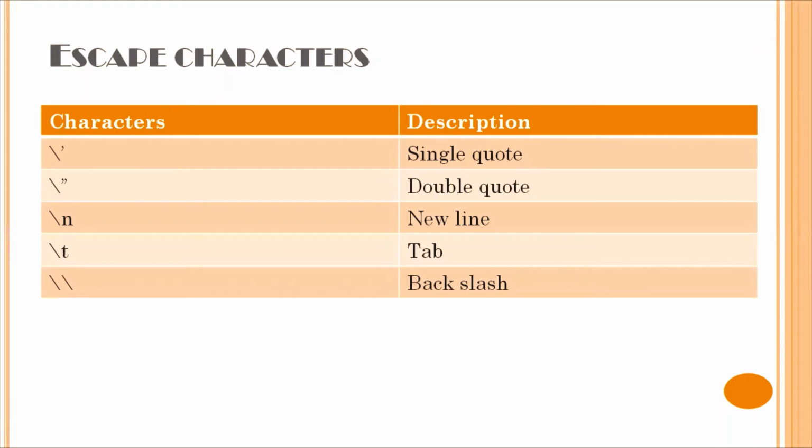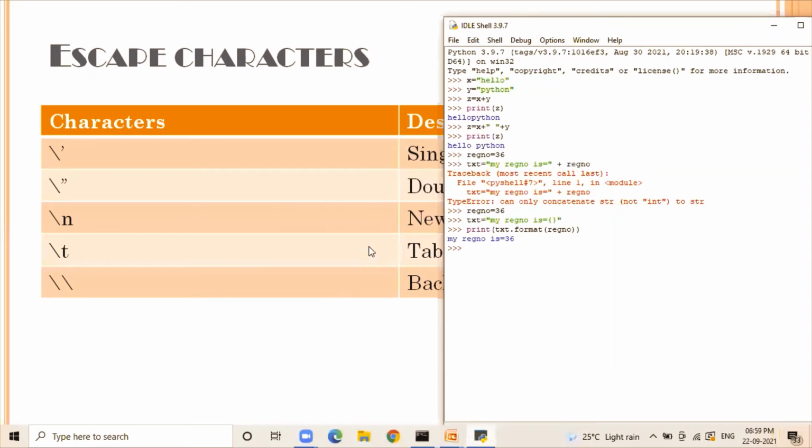If you want to add a backslash to the output string, then you can use double backslash. Now let us execute the escape sequences and see.